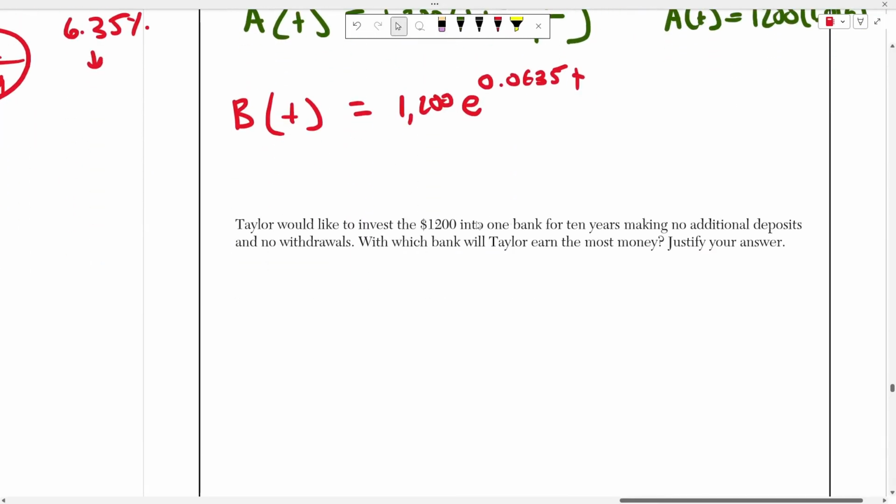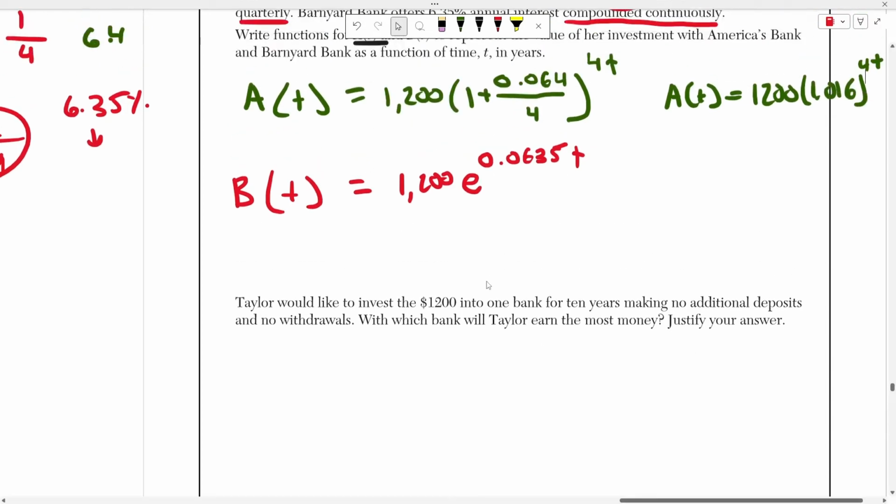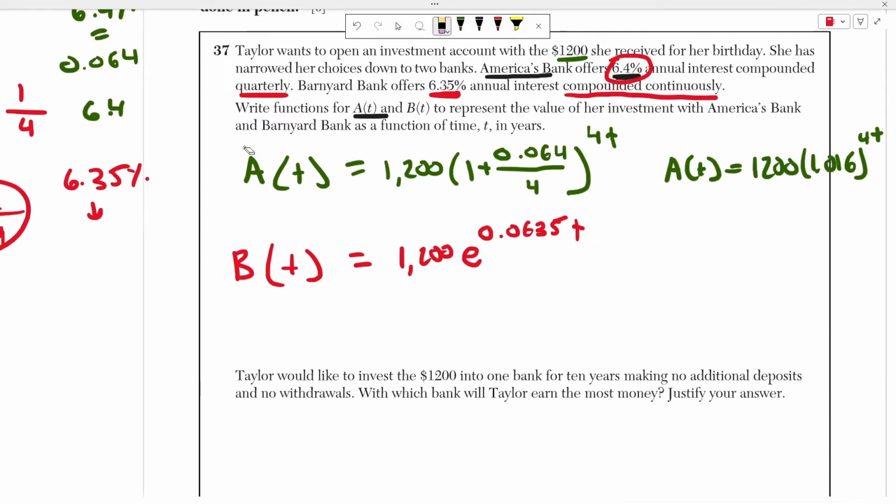Moving on to the second part of the problem, it says that Taylor would like to invest $1,200 into one bank for 10 years, making no additional deposits with no withdrawals. Which bank will Taylor earn the most money? So in this case, these two functions already tell you how much money she's going to earn based on how many years you leave it in the account. That's what your t's represent. So you're just looking at which one of these is going to earn more money if you let it sit for 10 years. So you're just plugging in 10 for both of these equations.